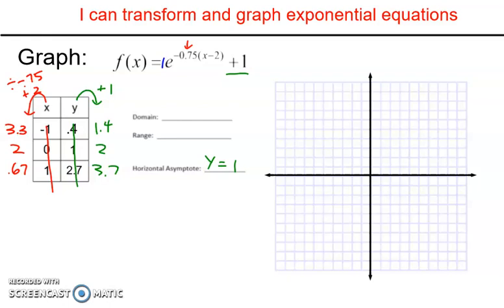Okay, I noticed that negative up in the exponent, so I should be expecting that this is probably going to change to what might look like a decay graph. I put the horizontal asymptote on there. 3.3, 1.4, 2.2, and 0.67, 3.7. Maybe it's around here. We're just estimating. And yes, in fact, it looks like an exponential decay graph because of that negative in the exponent. Domain is all reals. The graph falls above the horizontal asymptote, so y is greater than 1.